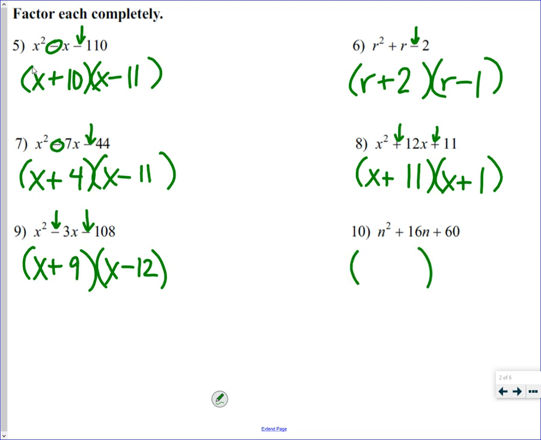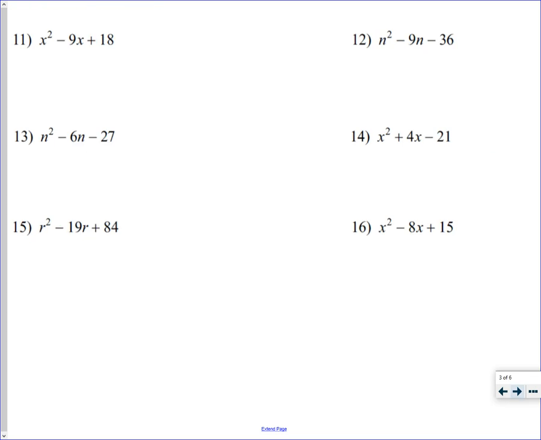For number 10, same signs, both addition, multiplies to be 60, adds to be 16, that'll have to be 6 and 10. More of the same. I'm not going to talk through as much, I think, because at this point this should be truly a review. Same signs, both minus. Multiplies to be 18, adds to be 9, that's going to be a 6 and a 3. Or a 3 and then a 6, doesn't matter.